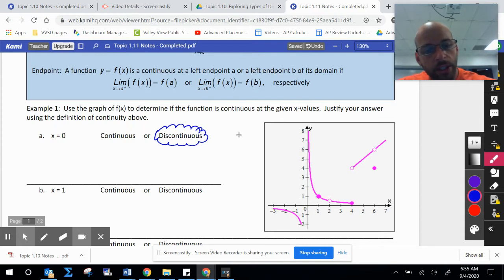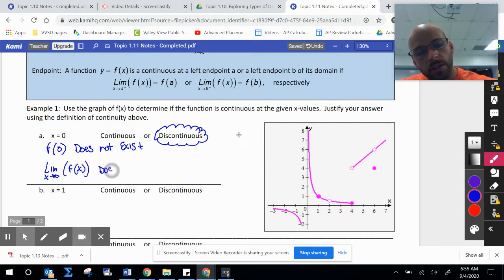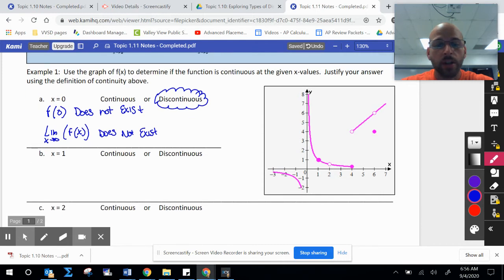You could tell me it's discontinuous because f of 0 does not exist. Or you can tell me that it's discontinuous because the limit as x approaches 0 of f of x also does not exist, because the limit from the left is going to negative infinity and the limit from the right is going to positive infinity. That two-sided limit would not exist. So you can use either of those justifications in order to tell me why it's discontinuous. Okay, let's take a look at 1.